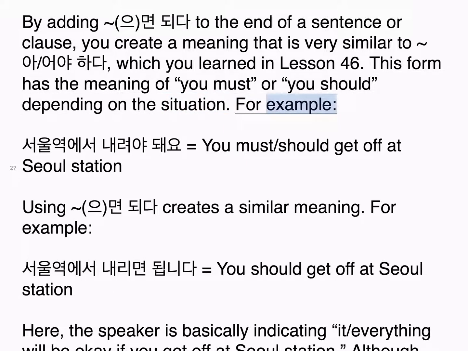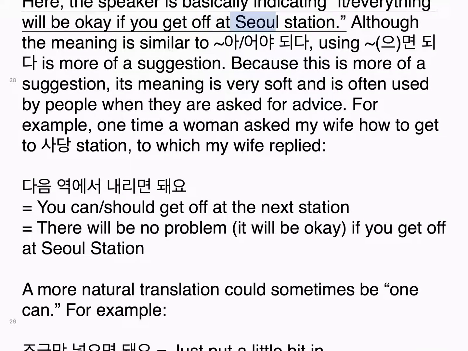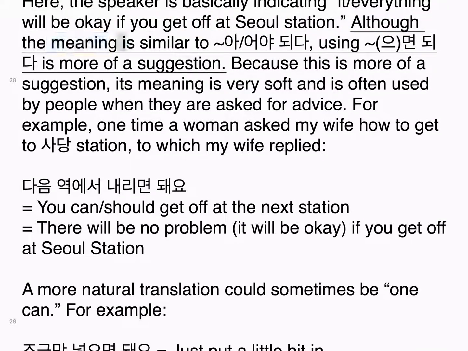For example, 서울역에서 내려야 돼요. You must, should get off at Seoul Station. Using 으면 되다 creates a similar meaning. For example, 서울역에서 내리면 됩니다. You should get off at Seoul Station. Here, the speaker is basically indicating that everything will be okay if you get off at Seoul Station, although the meaning is similar to 아어야 되다, using 으면 되다 is more of a suggestion.